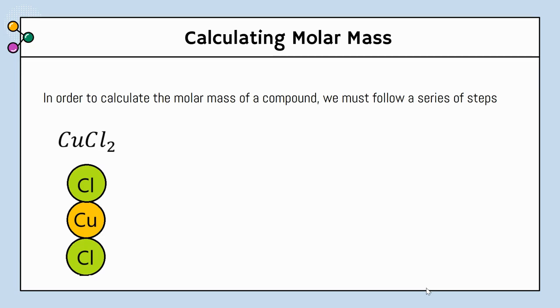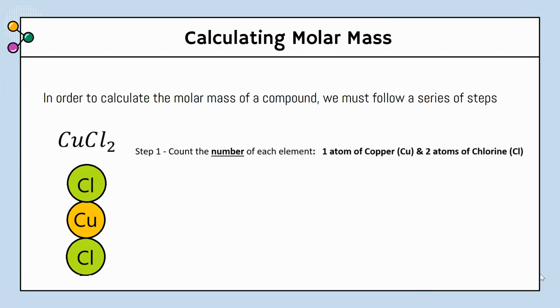So when we have a compound, we have to follow a series of steps to calculate the molar mass. First, we want to count the number of each element in our compound. In the compound on the left, copper(II) chloride, we have 1 atom of copper and 2 atoms of chlorine. Next, we would set up our math problem. We would do 1 times the mass of copper, since we only have 1 copper. Because we have 2 chlorines per our compound, we'll do 2 times the mass of chlorine.